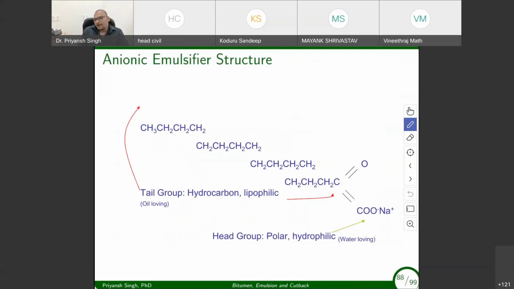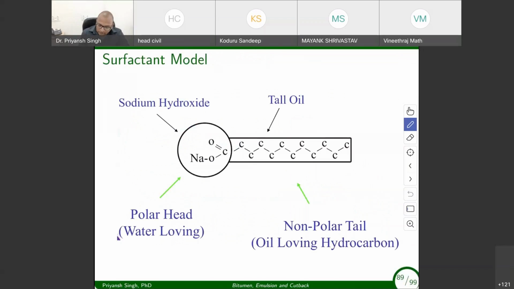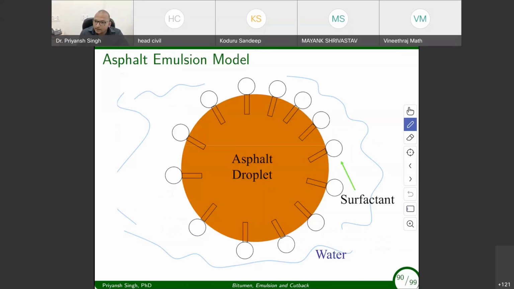The emulsifier has a typical structure where one end is a water loving end and the second end is an oil loving end. The tail part of that surfactant will be oil loving, which will attach to the asphalt binder, and the second end will be polar in nature, that will attach to the water. If we represent it in a model, the surfactant will attach with the asphalt, one head with the asphalt and the other head with the water.